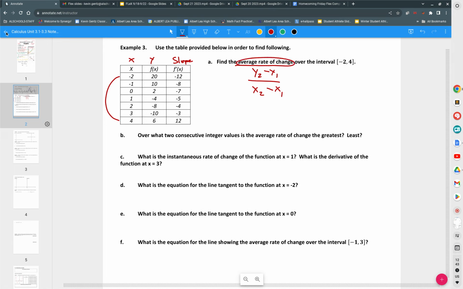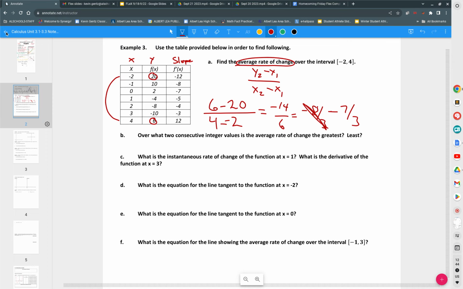That is what we refer to as average rate of change over an interval. Okay? So what's y sub 2? 6. What's y sub 1? 20. So we're doing 6 minus 20 over 4 minus -2, and we get -14 over 6, or -7/3. So as a whole, this function is dropping.